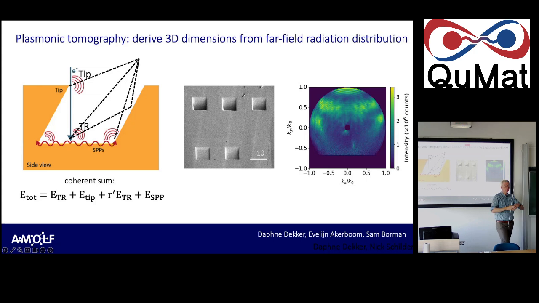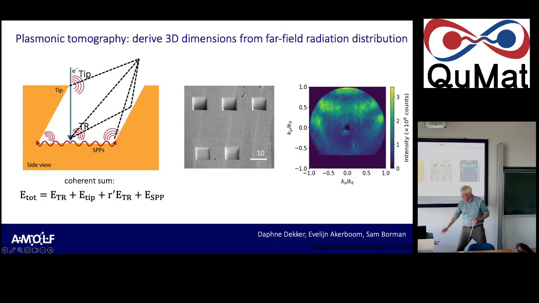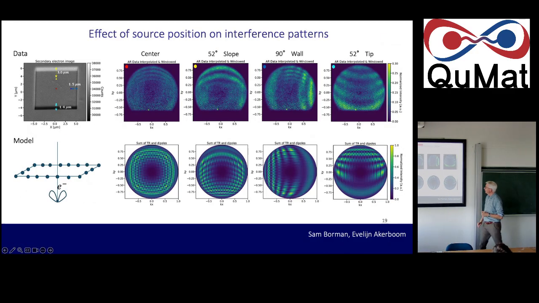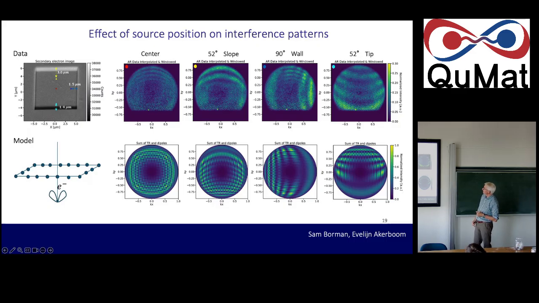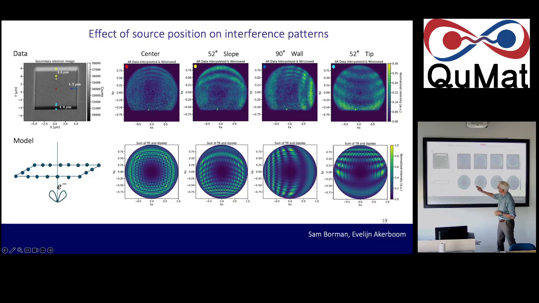So there are many interfering sources coming out, and the interference is a very sensitive measure for the shape of that dome. And so I have a few examples here of measurements that we did on these cubic holes. And this is just at the beginning. We're just starting the modeling of this. But this is, again, a square hole made in single crystal gold. And we put the electron beam in the center or near the slope or near a wall. And you see in the far field all these interferences building up, each of which are due to the interferences of all these different effects in the material.